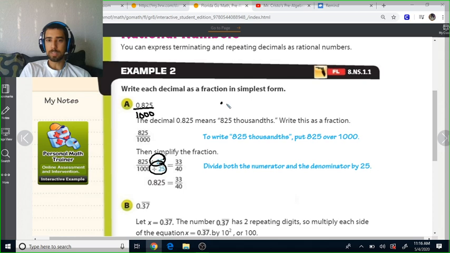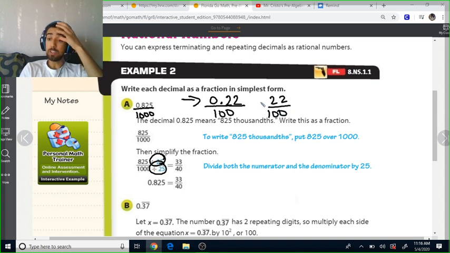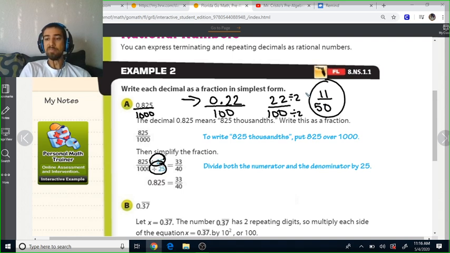If you have 0.22, what would that be as a fraction? Remember, the last number is in the tenths, then the hundredths. So that means you need to divide it by 100. So it'll just be 22 over 100, and then you need to simplify it. You divide both by 2, because I believe 2 can go into both of them. It should be 11 over 50. That's as much as it's going to be simplified.